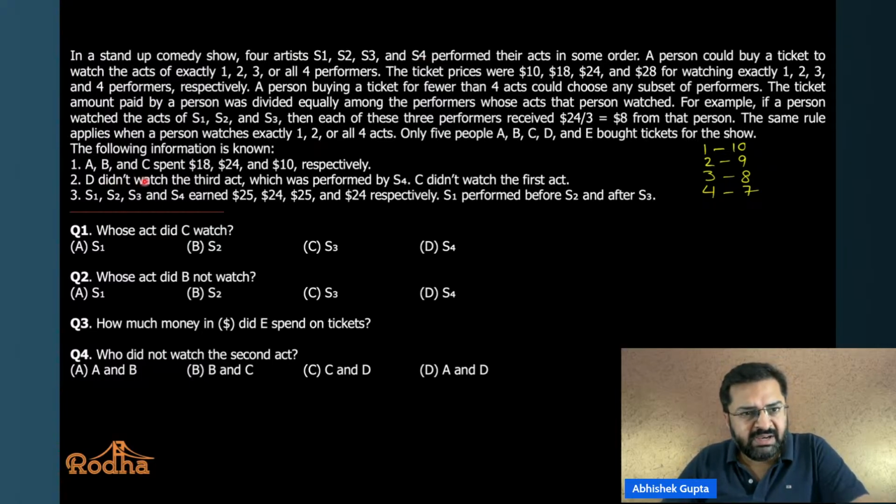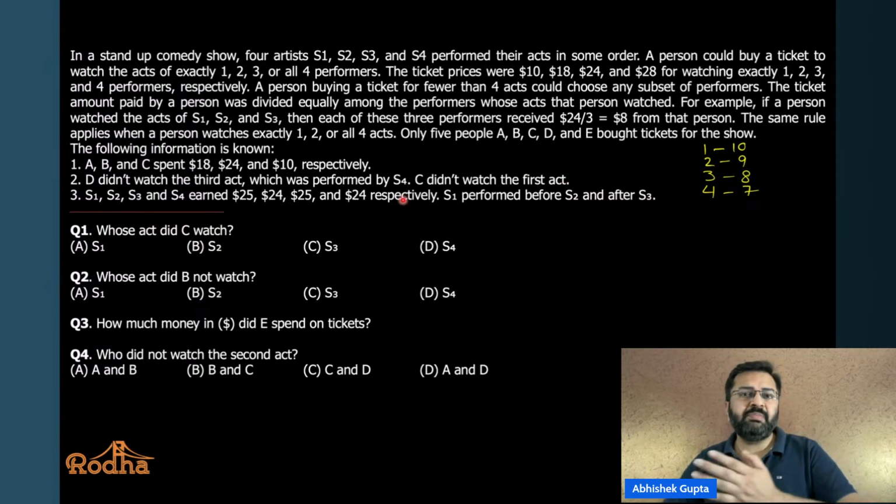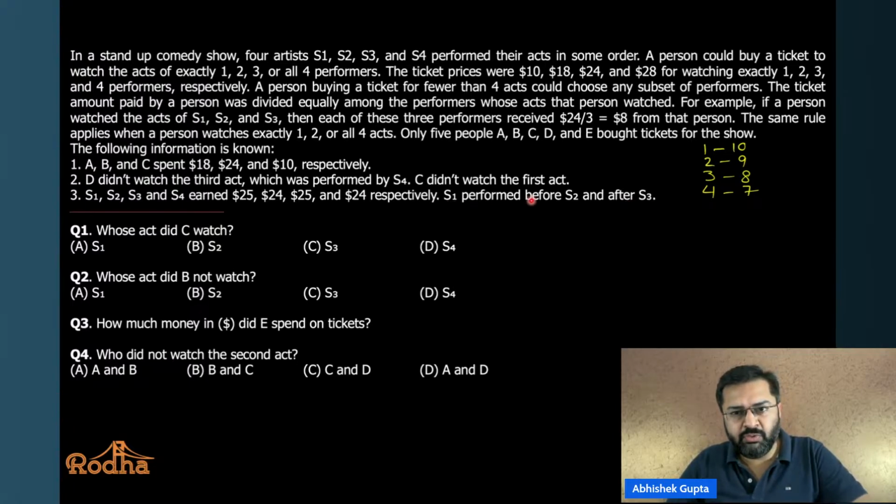Likewise, D didn't watch the third act, which was performed by S4. Now, there is some order in which they have performed the acts. So what we know here from this statement is that the third act was performed by S4. We've got some order. Likewise, some data is given for C, and the statement that you were asking was this: S1 performed before S2 and after S3. Now, if you combine this statement here with this one, you can get their relative order, and the questions are there.